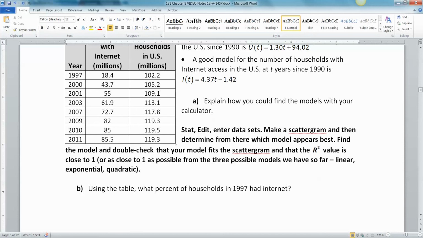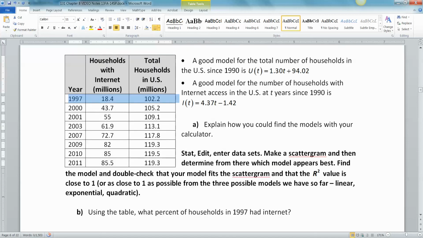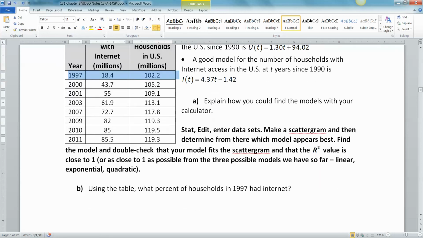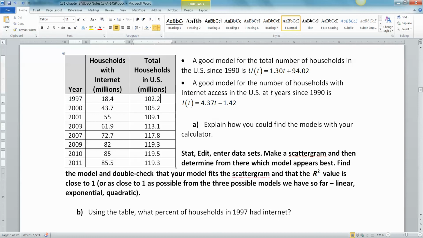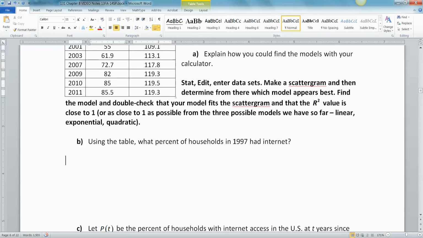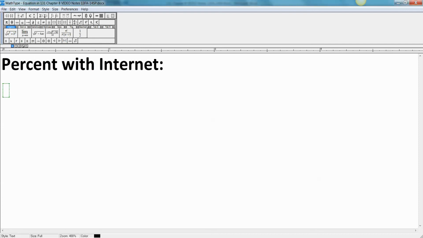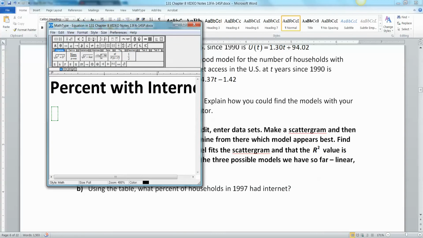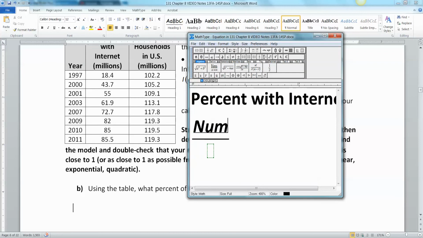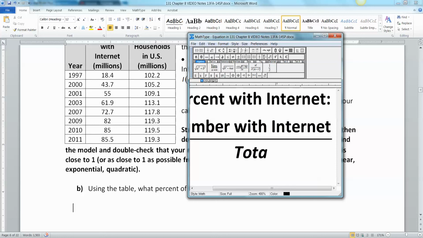Okay, so using the table, from 1997, that's right here. So for 1997, what percent of households in the U.S. in 1997 had internet? Okay, well, here's the number with internet, and here's the total number possible. So to make a percent out of that, what would you do? Let's see, percent with internet. That would be the number with internet divided by the total. So let's do that.